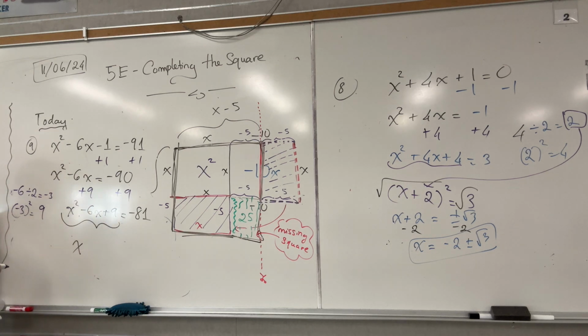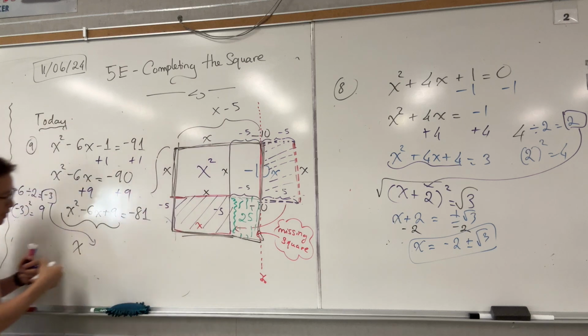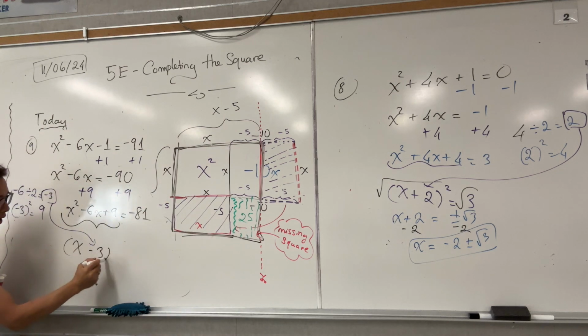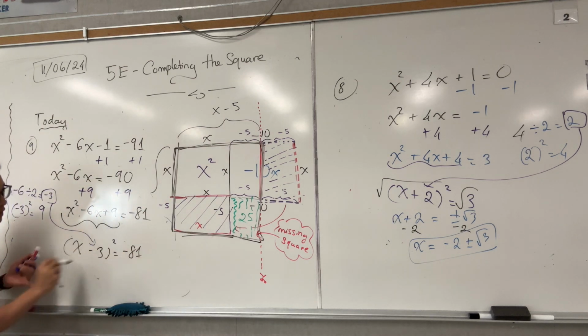Now next, Irene, what does this become? X minus 3. This comes from here. When you take half of it, that's where the new square comes from. So x minus 3 squared equal to -81. All right? Good.